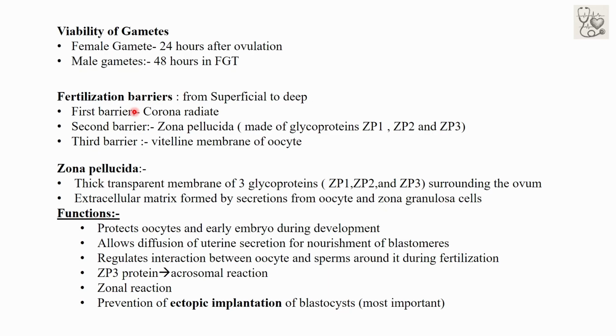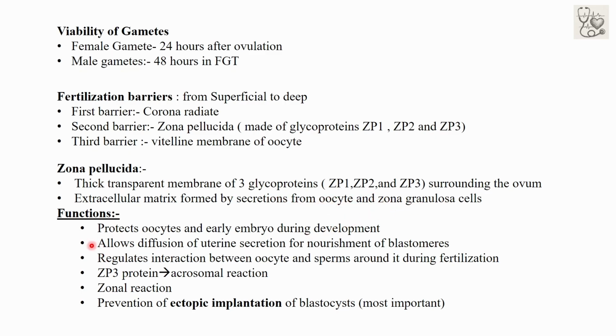So, what is zona? In this, we are going to discuss in more detail the zona pellucida. What is the zona pellucida? The zona pellucida is a thick transparent membrane of the three glycoproteins ZP1, ZP2 and ZP3 surrounding the ovum. It is the extracellular matrix which is formed by secretion from the oocyte and granulosa cells.